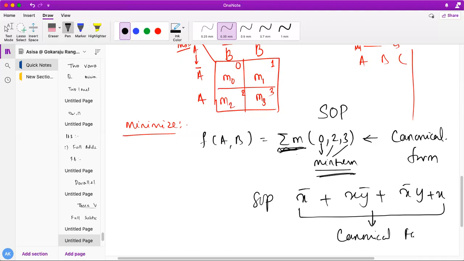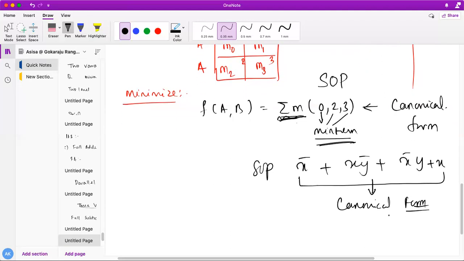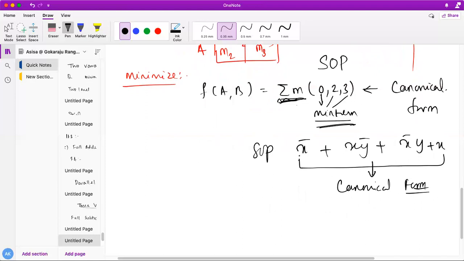What to do for the canonical form? I have discussed this many times with you. What is canonical form? All the terms here, how many terms are there? 1, 2, 3, 4. All the terms must consist of all the variables, either in true form or complement form. If it is not given in canonical form, you first need to convert it by applying the rules I told you in my earlier classes. Since it's already in canonical form, I'm not going to do anything about it.